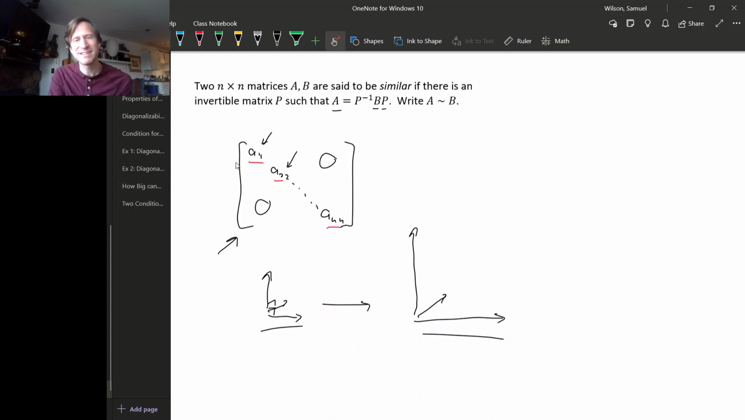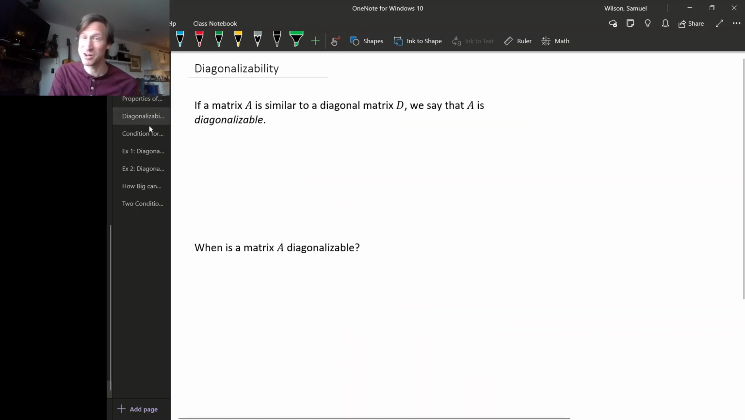What that means is being diagonal isn't really a property of linear transformations, but being similar to a diagonal matrix is a property of linear transformations. So when a matrix A is similar to a diagonal matrix, we'll say that the matrix A is diagonalizable. So when is it that a matrix is diagonalizable?